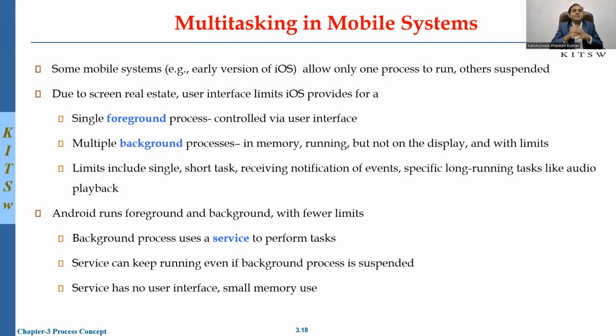The reason here is that the limits include a single short task, or receiving notification of events, and specific long-running tasks like an audio player. Only these very limited applications may run. Coming to Android, it runs foreground and background with fewer limits. Guys, I'm telling you about the older version, not exactly the mobiles you are using. A background process uses a service to perform tasks. A service can keep running even if the background process is suspended, and a service has no user interface. Small memory will be used.